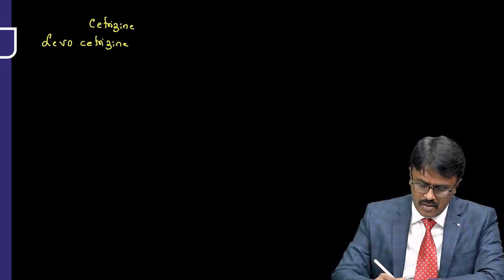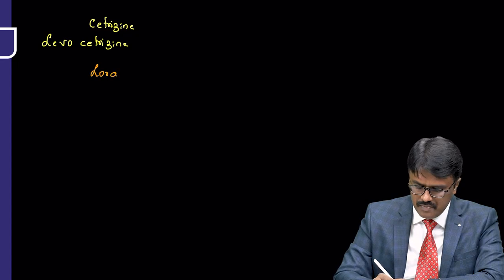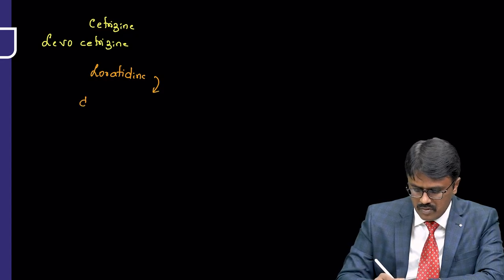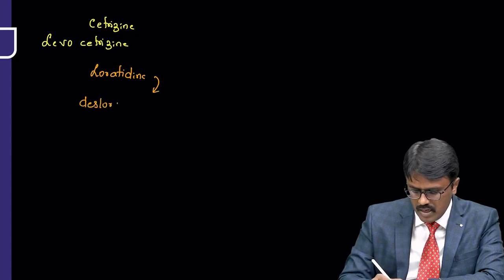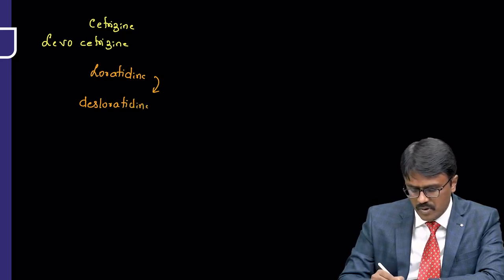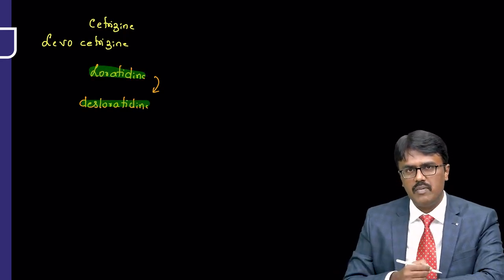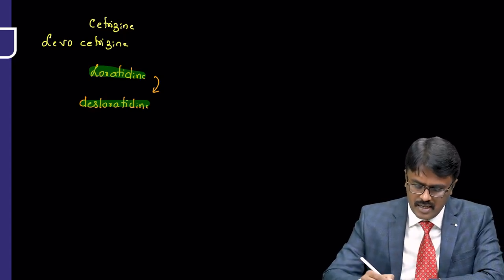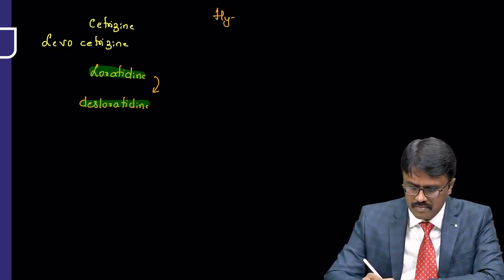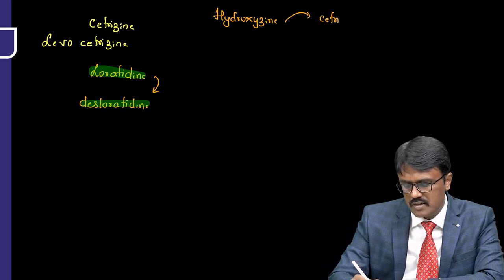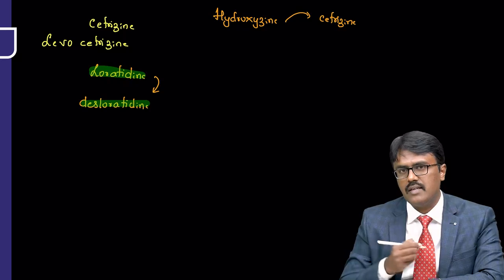Then we have a drug called loratadine. Loratadine after metabolism will give rise to desloratadine. Now the question asked is, is this an example of prodrug? No. This is an active drug giving rise to an active metabolite. Now one more classical example is hydroxyzine. Hydroxyzine belongs to first generation. After metabolism, it will give rise to cetirizine. So again, this is not an example of prodrug.